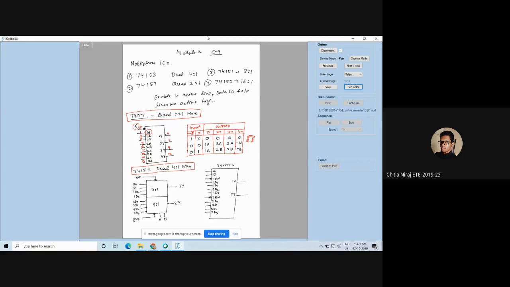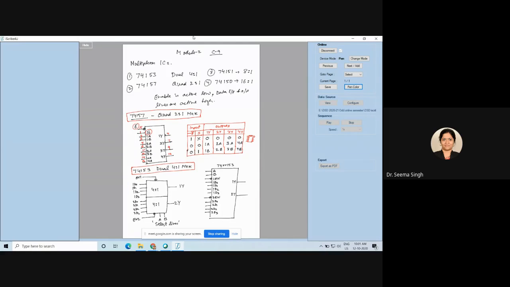What is AB? A and B. A and B are select lines. I will write here A and B are select lines. 4:1 mux means you should have two select lines, right?